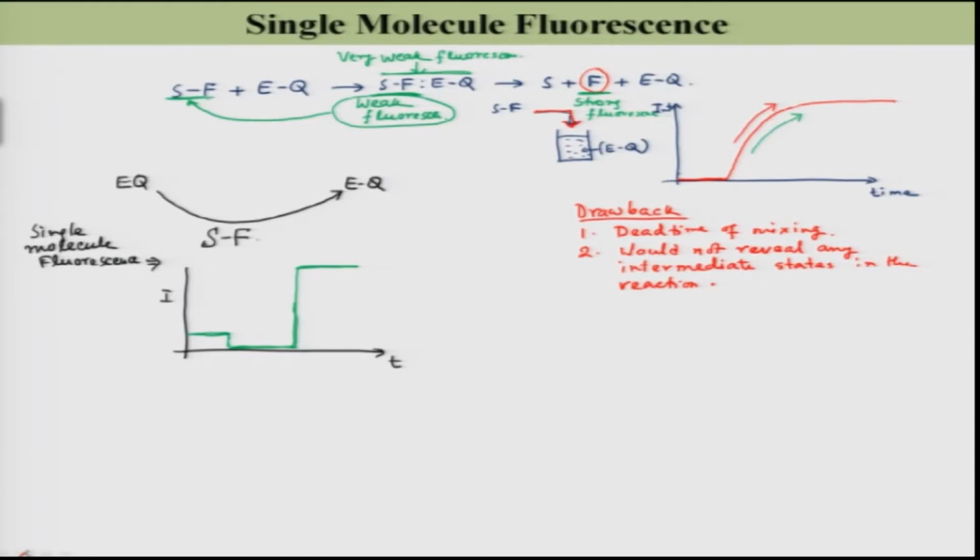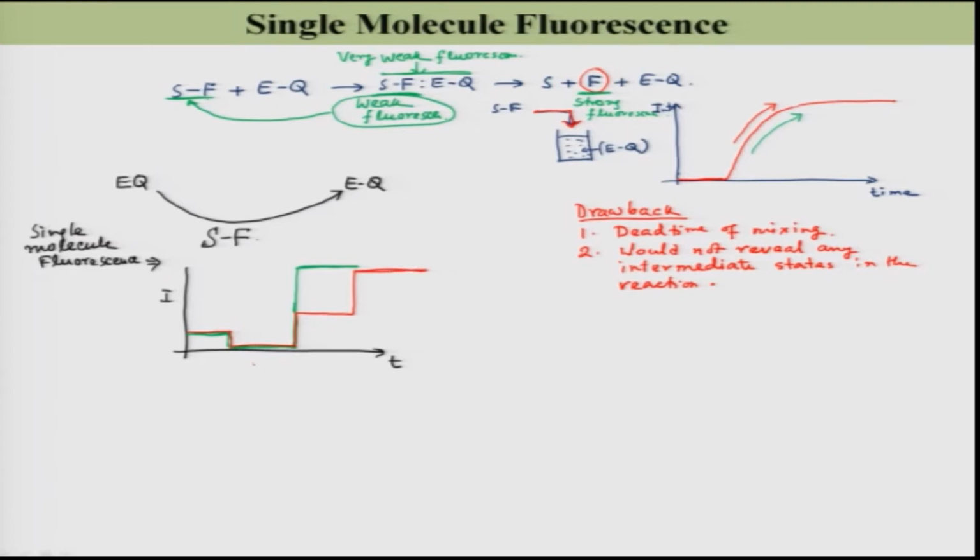Another important piece of information we are going to see is whether there is a formation of any intermediate state. Let us say the fluorescence intensity of this reaction is not like what I have shown in green, but it is like this one, and then it decreased, and then it is like this, and then it increased and remained like this, and then again increased and became like this.